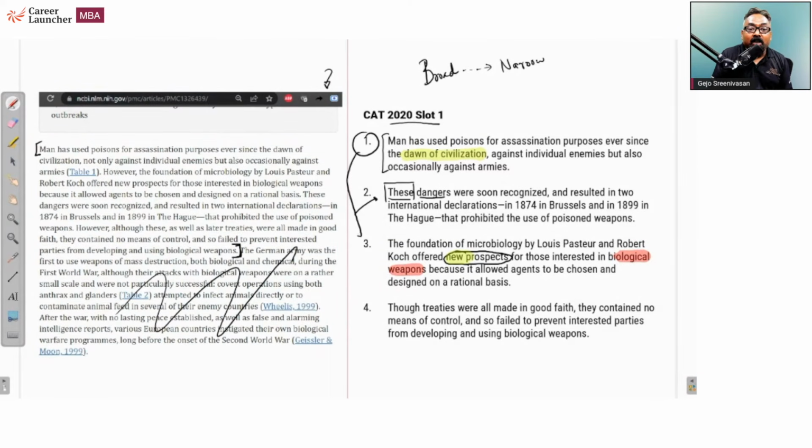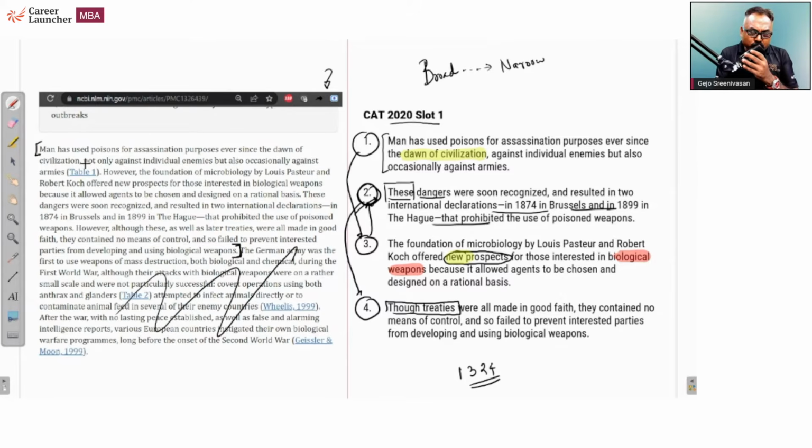1 going to 3. Okay. And those treaties were all made. What treaties? The treaties here, declarations, these treaties. So the conversation, the story is clear. 1 to 3, going to 2, and then talking to 4. Those treaties were all made in good faith. They contained no means of control, and so failed to prevent interested parties from developing and using biological weapons. Right. So we have got 1, 3, 2, and 4.